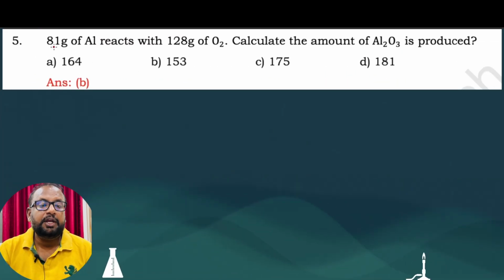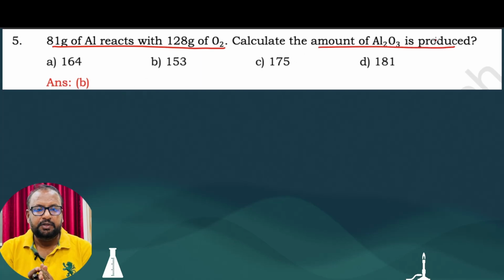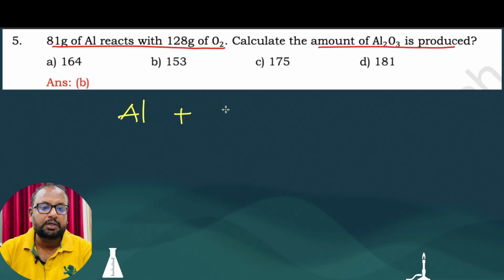Next one, 81 grams of aluminium reacts with 28 grams of O2. Calculate the amount of Al2O3 produced in this reaction. Stoichiometry is there, limiting reagent is also there. We'll solve it in a simple way. First of all, we'll write the reaction. Aluminium reacts with oxygen and produces Al2O3. This is the reaction.